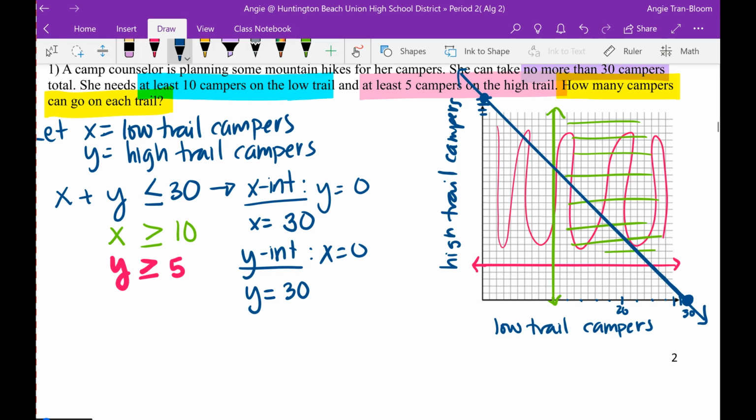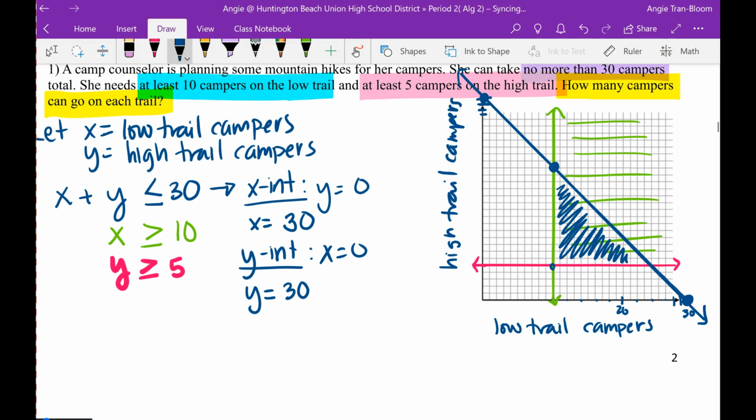Now, if you can erase the other part, do so. But if you can't, that's okay. Just make this part very well known. Okay. So these are the pieces. Anything around those or inside of this can be used as an answer. So we're going to write a complete sentence answering that question. How many campers can go on each trail?